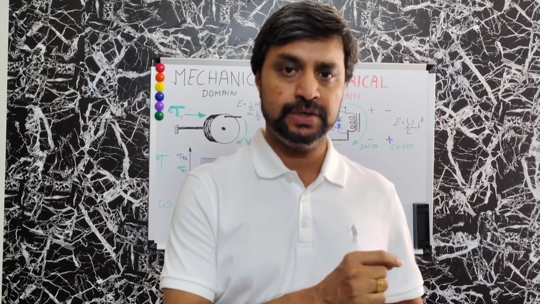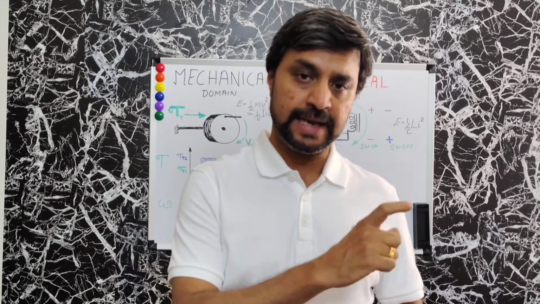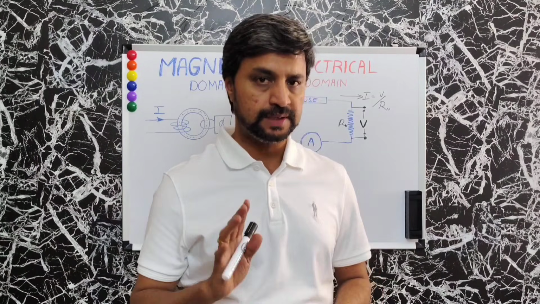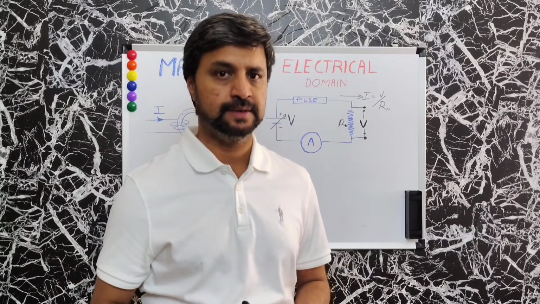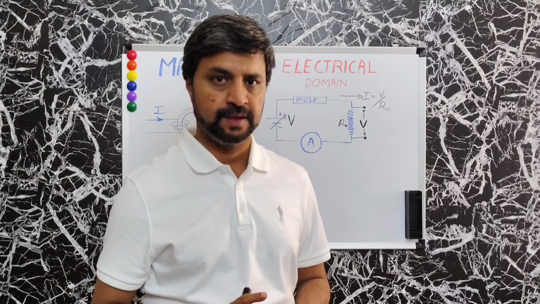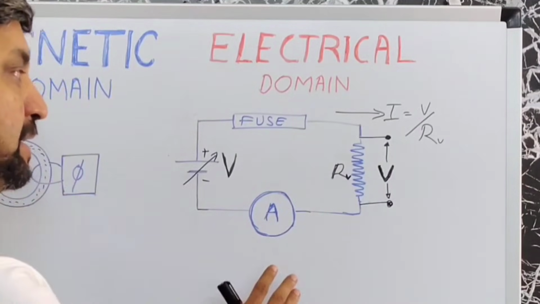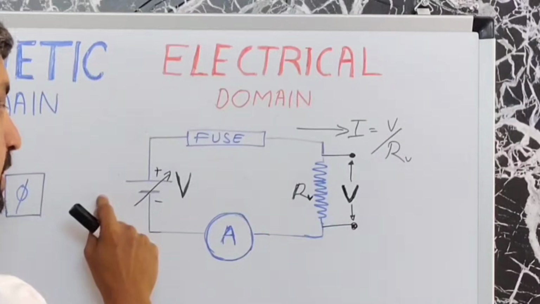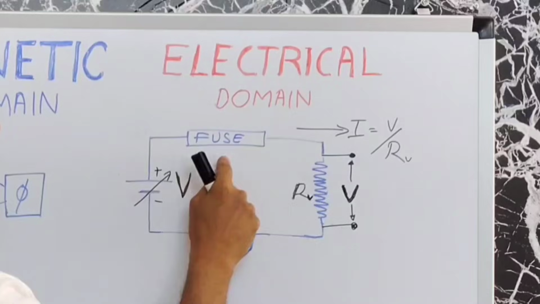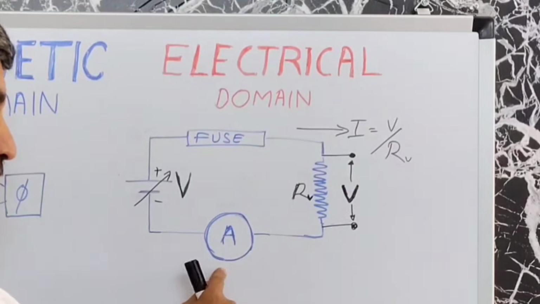This AL value is the permeance of that particular core. Now let's check out a phenomenon called core saturation. To explain that, let's take this electrical circuit as an example. Here you have your voltage source, fuse, load, and an ammeter.